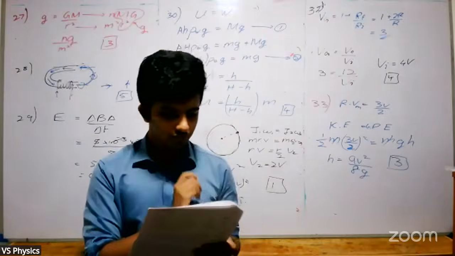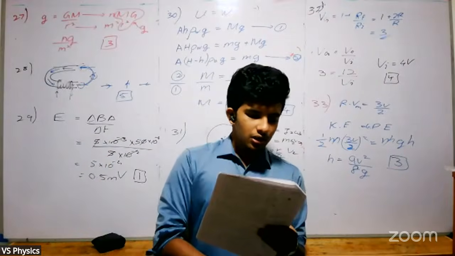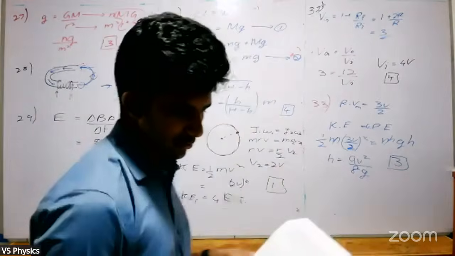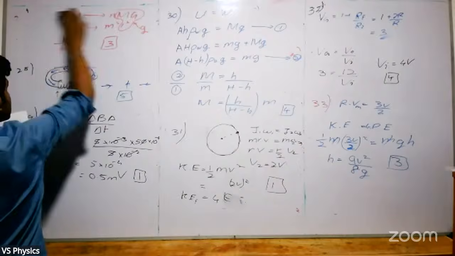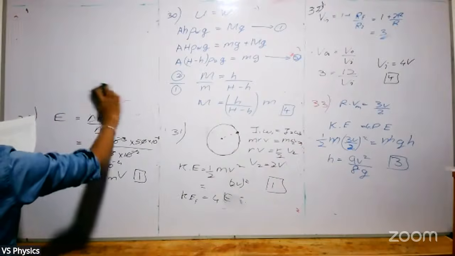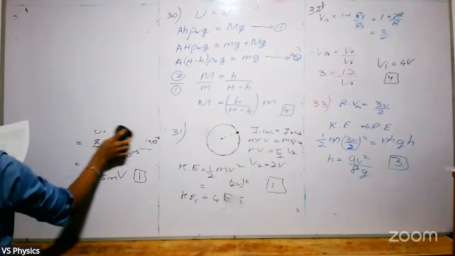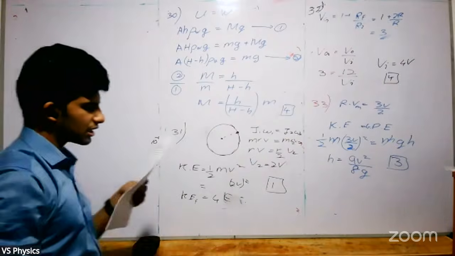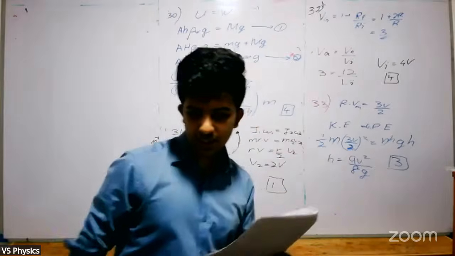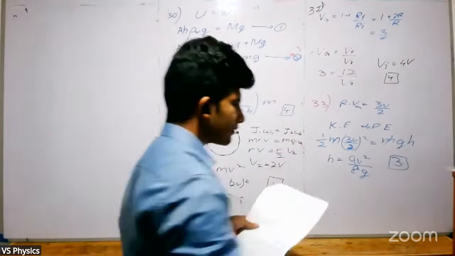34. Two infinitely long parallel straight conductors. We have 10 ampere in the first conductor and 2 ampere in the second conductor. Due to that, a force is created.